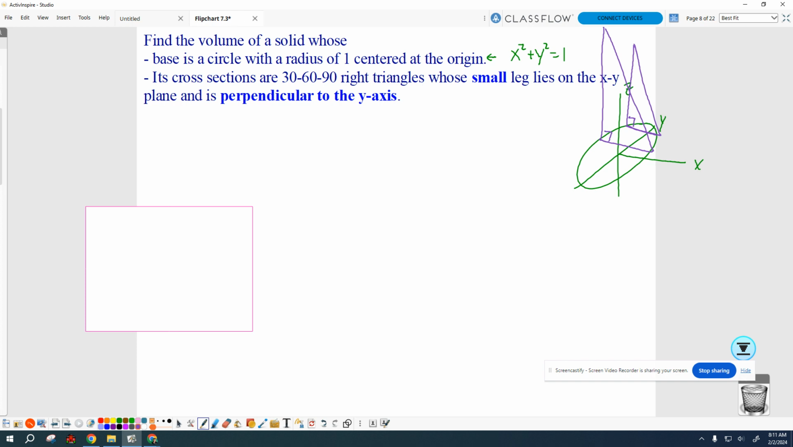Do we agree with the picture at all? I could put the right angle on the right side. It doesn't matter. It just says the small leg's here, it's a right triangle. But for whatever reason, I prefer the back to be over there. Okay.